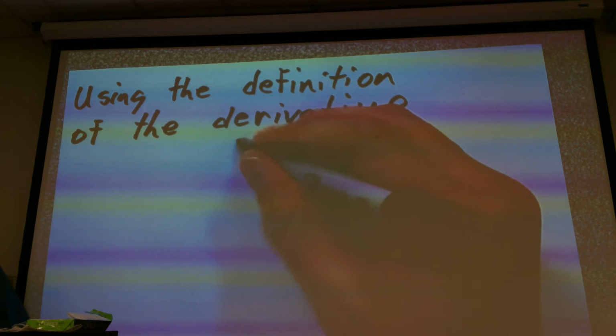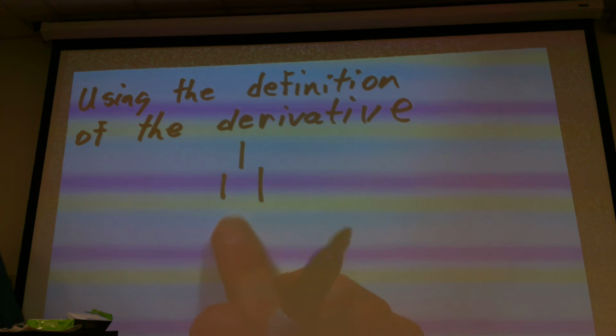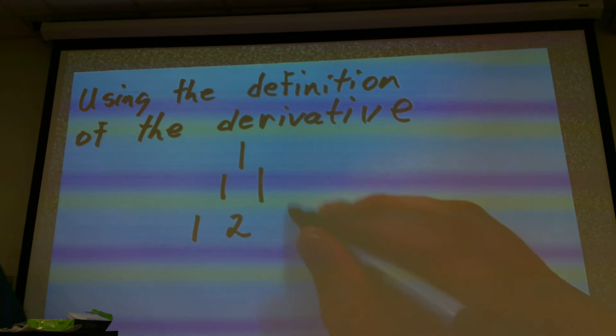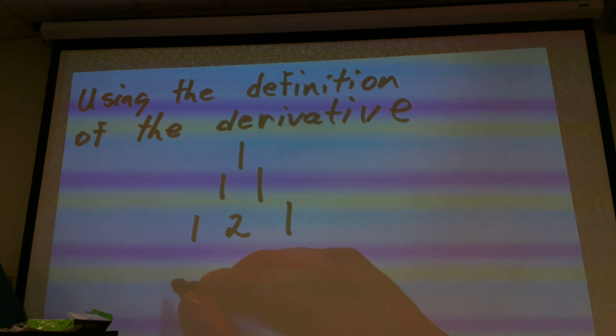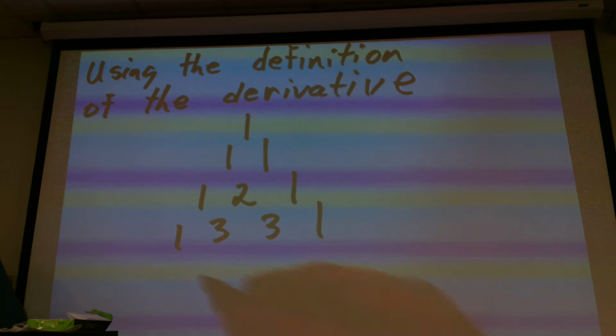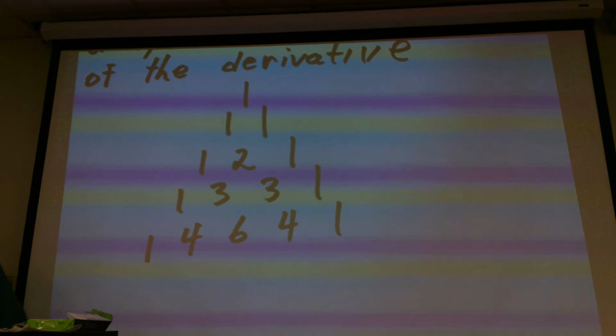So 1, 1, 1. Okay, now I'm going to take these two numbers and add them together. It's 1, 2, 1. Then this goes 1, 3, 3, and 1, because 2 plus 1 is 3. Now, 1, 4, 6, 4, 1. This keeps going down. Now, 1, 5, 10, 10, 5, and 1.